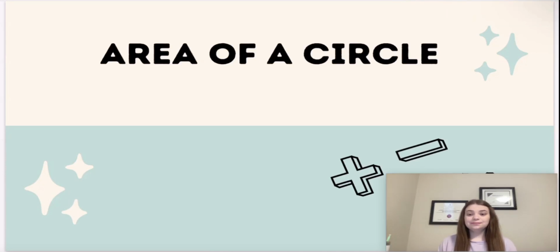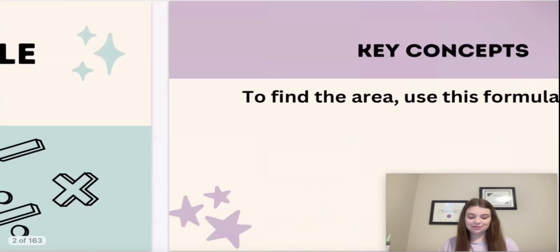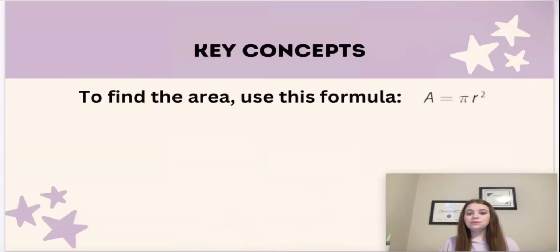Welcome back, everyone. Today we're going to be talking about the area of a circle, so let's jump in. So to find the area of a circle, we use this formula. Area is equal to pi r squared. Now, just a reminder, what does this mean?